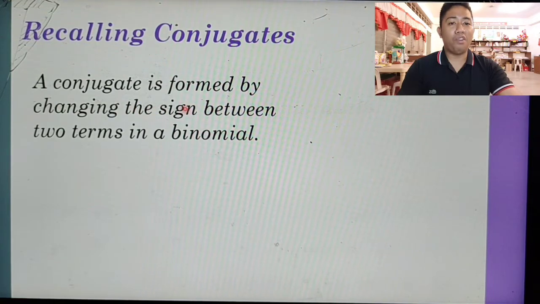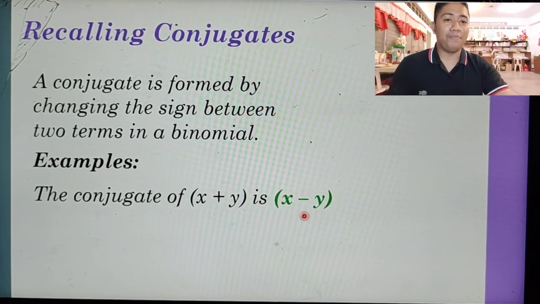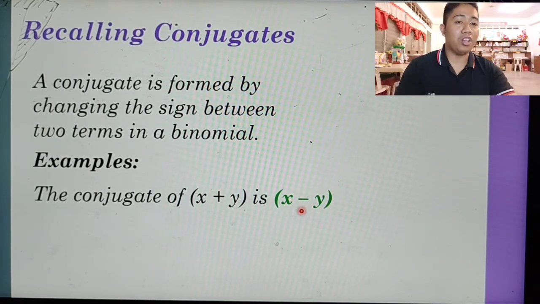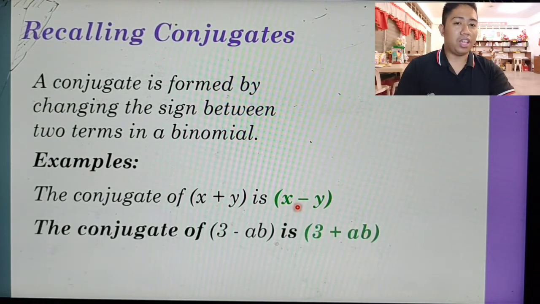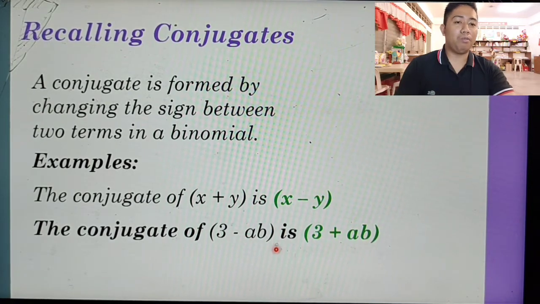A conjugate is formed by changing the sign between the two terms of a given binomial. For example, the conjugate of x plus y is x minus y. We notice that the sign between the two terms becomes the opposite: instead of positive, the conjugate has negative. In the same way, the conjugate of 3 minus ab is 3 plus ab. Instead of negative, we get a positive sign.